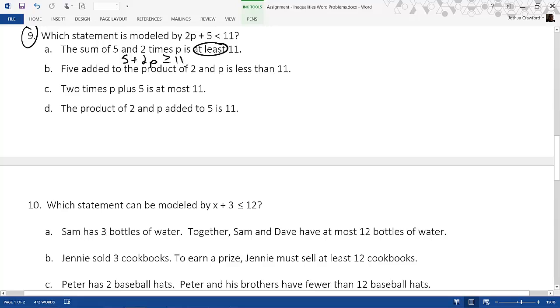Part B. 5 added to the product of 2 and p. So the product of 2 and p is 2p. 5 added to, so 2p plus 5 is less than, so a less than sign, 11. And how about that? That's exactly what it is, so letter B. So it's not going to be A, C, or D. Next.